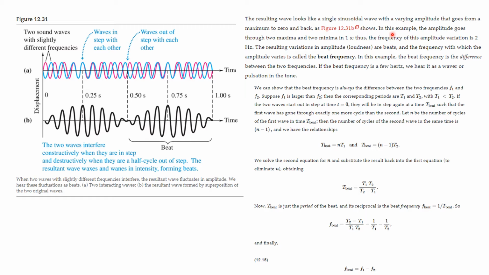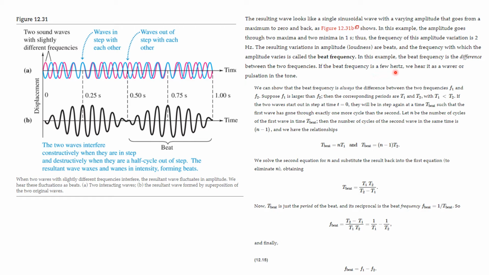In this example, the amplitude goes through two maxima and two minima in 1 second. Thus, the frequency of this amplitude variation is 2 Hertz. The resulting variations in amplitude are beats. And the frequency with which the amplitude varies is called the beat frequency. So in this example, the beat frequency is the difference between the two frequencies.